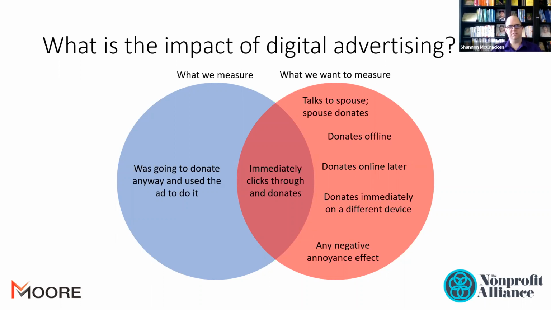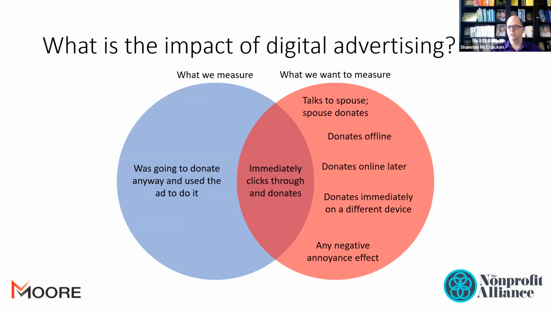And then all of the things that we do want to measure, things like, I saw the ad, I donated offline, I donated online later, I donated, but I used my phone, I'm sick of your ads, and so I'm less likely to donate to you. All of those factors we'd love to be able to measure, but most of the time we can't. And so we settled for they clicked through, they donated, and some of these intermediate metrics like views and forwards and clicks and those sorts of things.